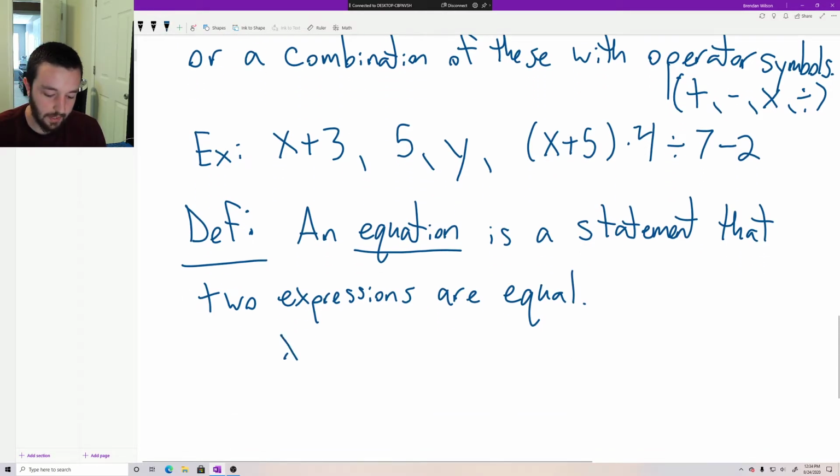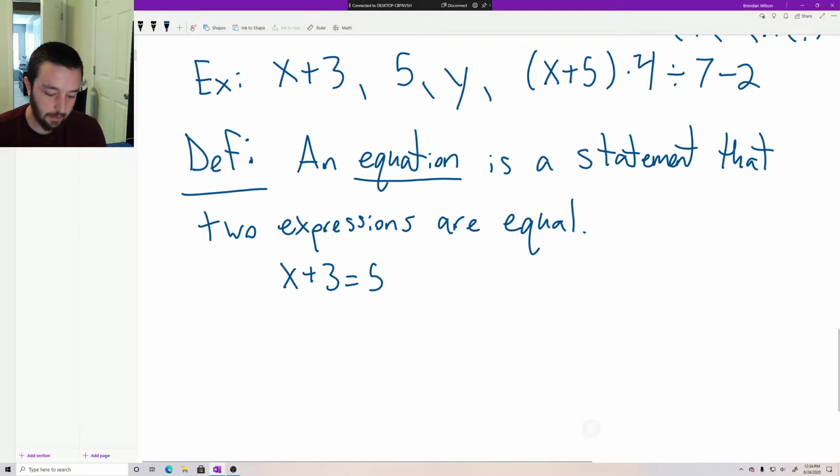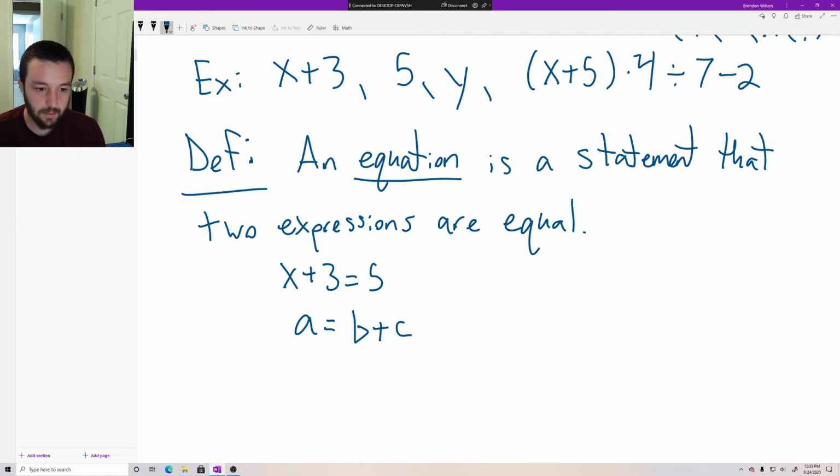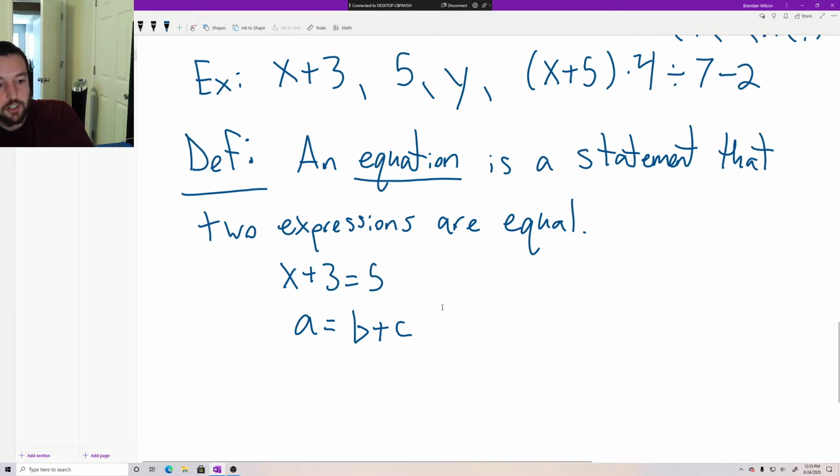So x plus 3 equals 5. We're taking our first two expressions we had here and we're putting an equal sign in between them. So it says this expression is equal to this expression. Okay, it's saying that they're equivalent. A equals B plus C, right? This would be an equation. This isn't necessarily one we can solve, right? Because we can't figure out what A, B, and C are, because, I mean, they could be anything. So equations don't have to be solvable like the first one is, but they can be.